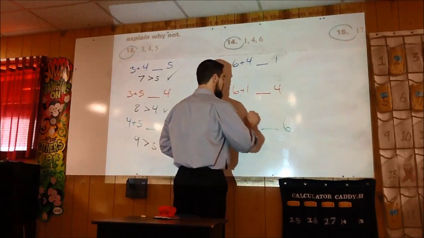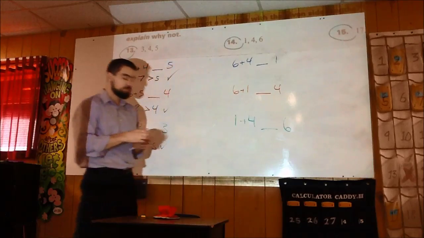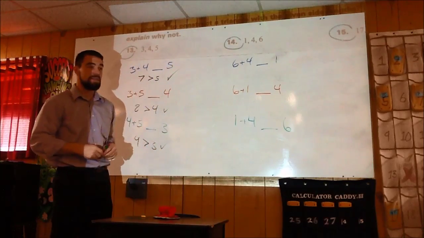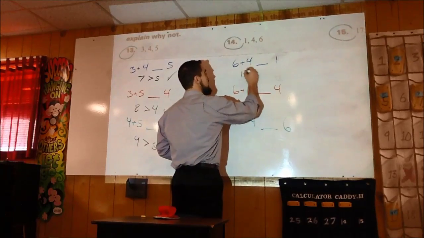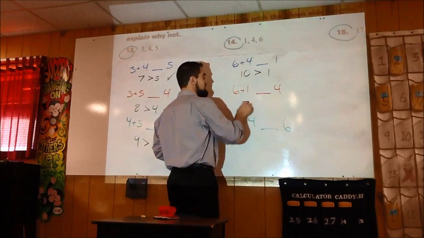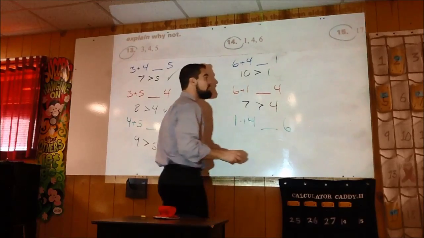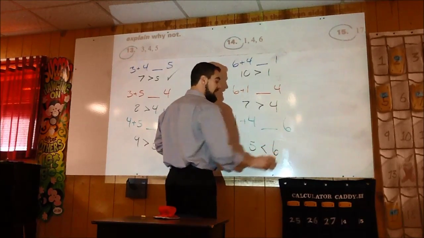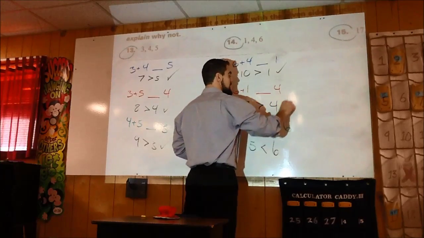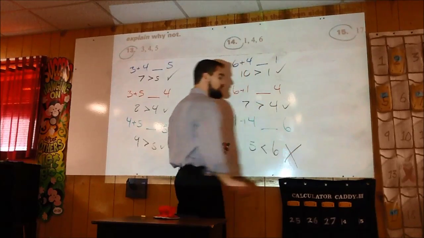How does that compare to 6? So you need to check all 3 scenarios, because when you add up two side lengths, it's got to be greater than the third. So this is 10, and yes, that's much larger than 1. This is 7, and yes, that's much larger than 4. However, 5, that is less than 6. So that one checked out, but no, this one fails.